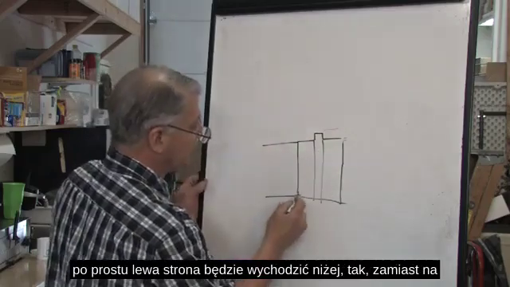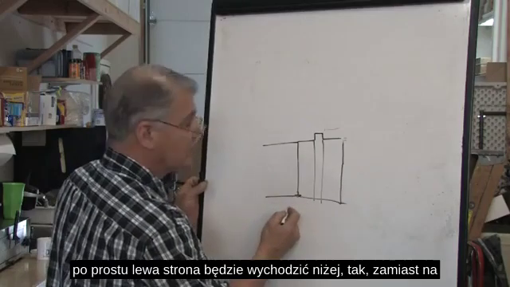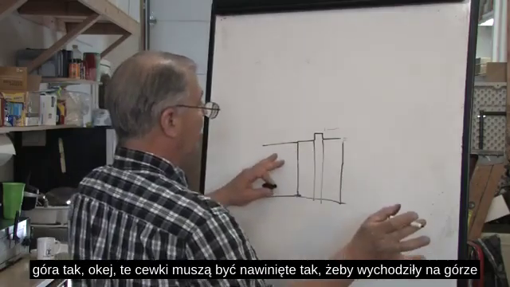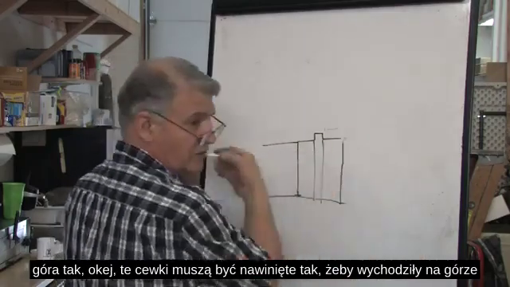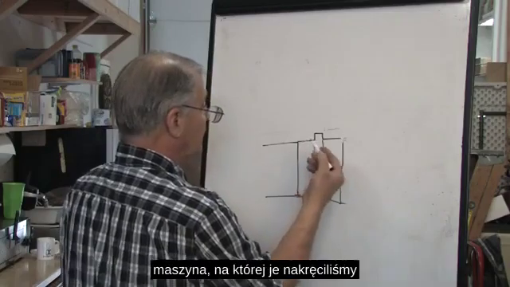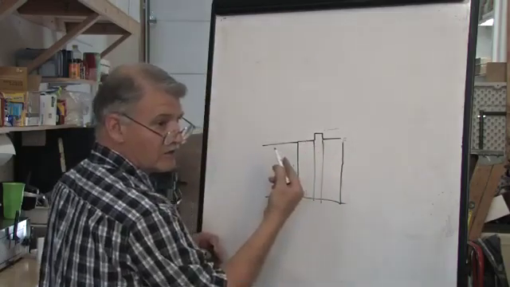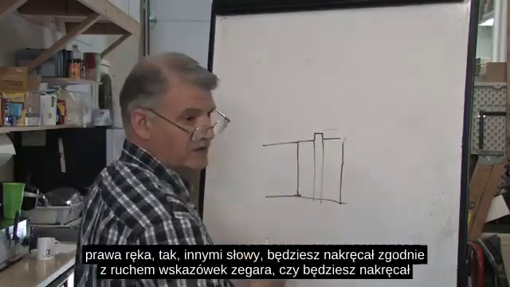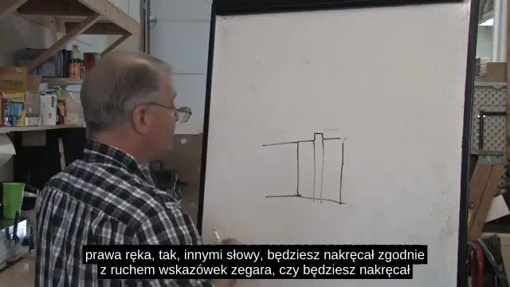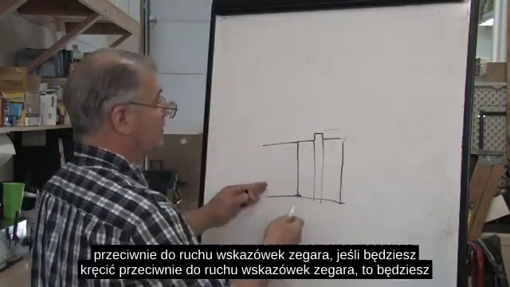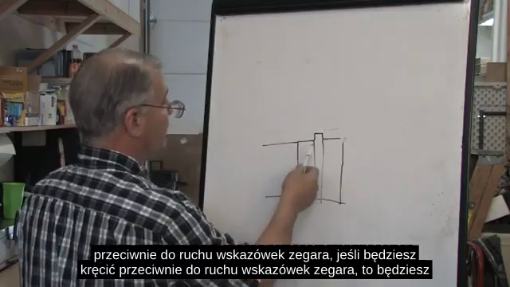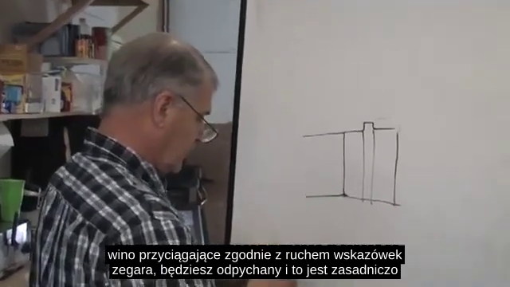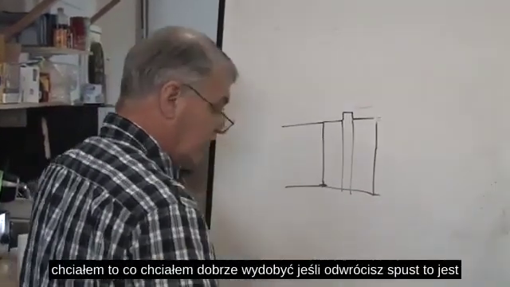It's just that the left-hand side will come out down below instead of at the top. Yeah, okay. These coils happen to be wound so that it came out on the top. The machine that we wound them on allows that to happen, but you don't have to do that. Just wind it left hand instead of right hand. In other words, you're going to wind clockwise or you're going to wind counterclockwise. If you wind counterclockwise, you're going to be in attraction. If you wind clockwise, you're going to be in repulsion. Yeah, okay. And that's basically what I wanted to bring out.